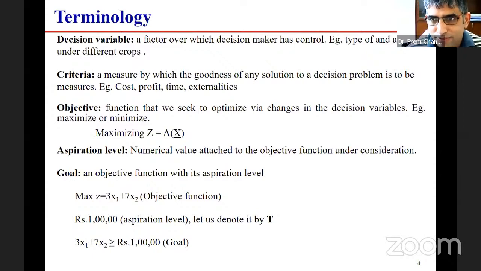But how to solve this? Because the computer doesn't understand any inequalities, we have to express it in the form of equations. And expressing it in the form of equations is called formulation of the problem.